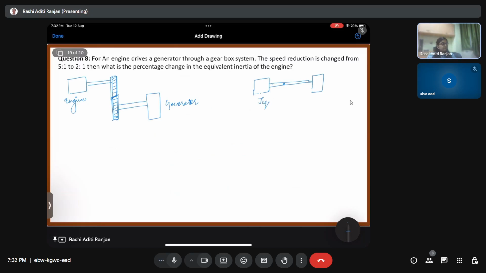See, initially, let us say my engine was moving with omega E and the generator with omega G, with inertias JE and JG. Now I need to model my engine and find J equivalent such that the energy it has is the same as earlier. Earlier, as in when it was JE, the energy should be equivalent to when it is J equivalent.